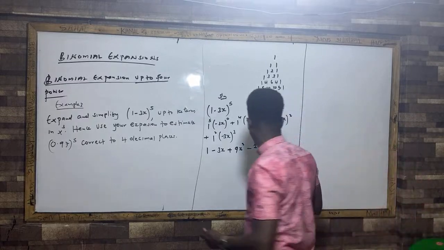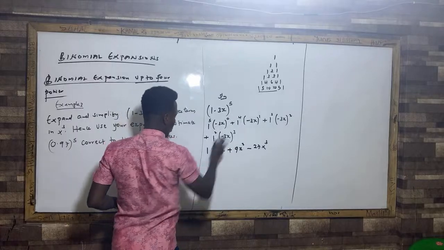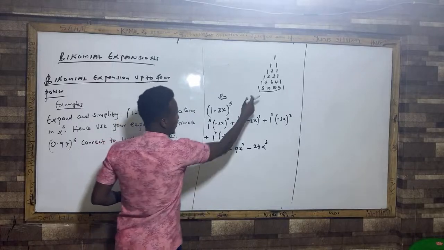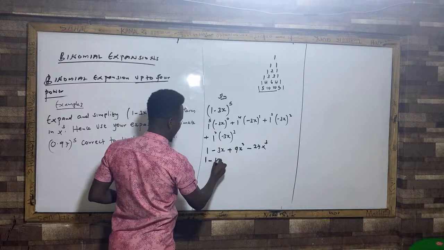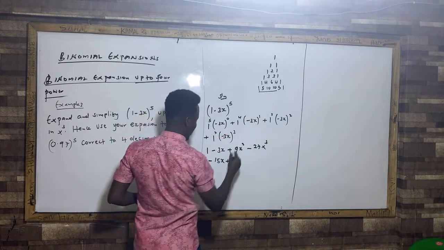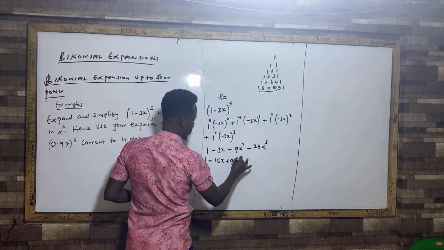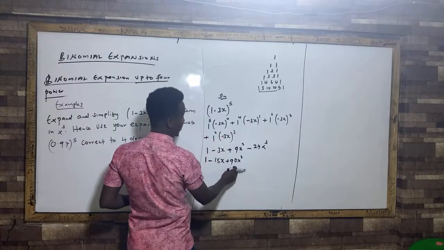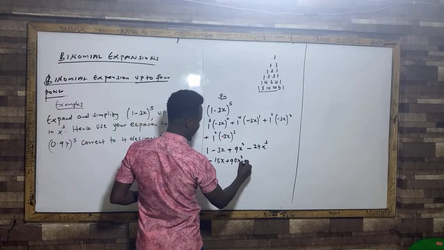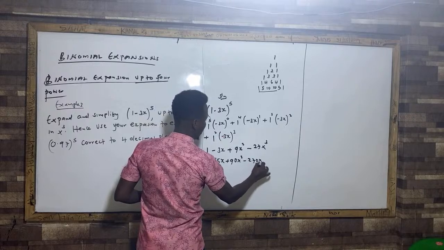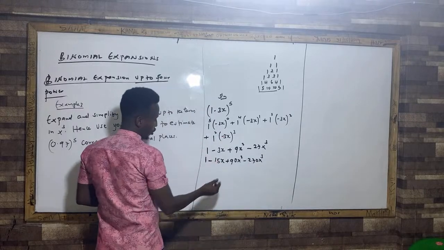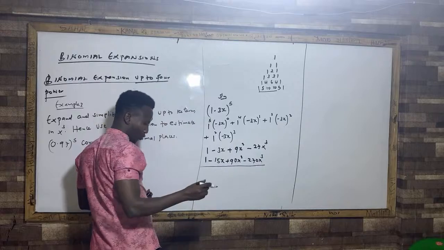So what will I say? 1 times 1 is 1. Then 1 minus 5 times 3, that is 15x, plus 90x squared, because 10 times 9 is 90. Then again 10, minus 270x to the power of 3. So this is the expansion.